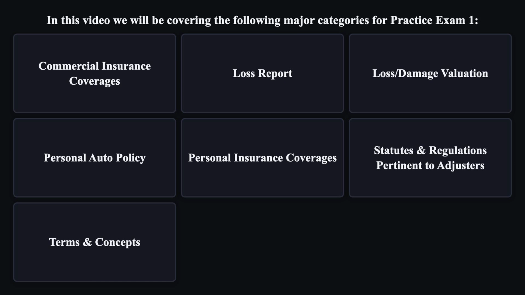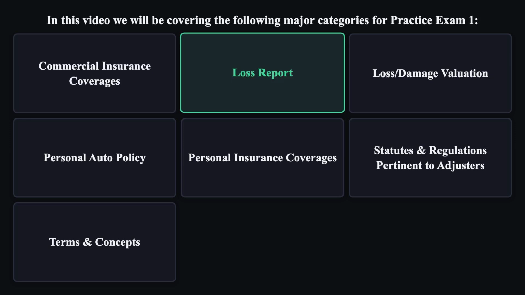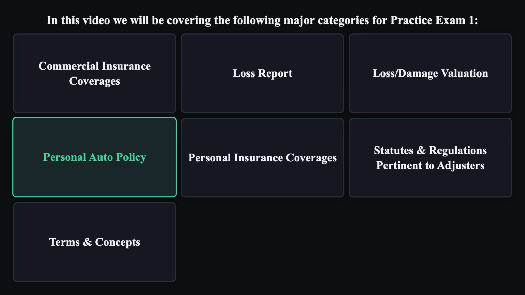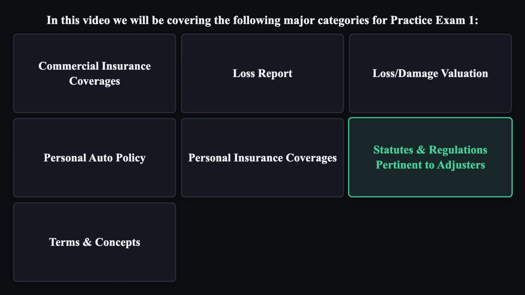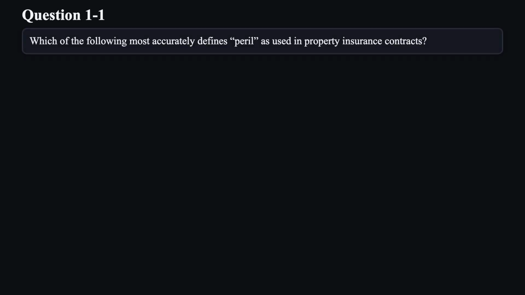In this video, we will be covering the following major categories for Practice Exam 1. Commercial insurance coverages, loss report, loss damage valuation, personal auto policy, personal insurance coverages, statutes and regulations pertinent to adjusters, terms and concepts. Let's walk through the format. I'll read each question and its choices. Let's get started. Question 1.